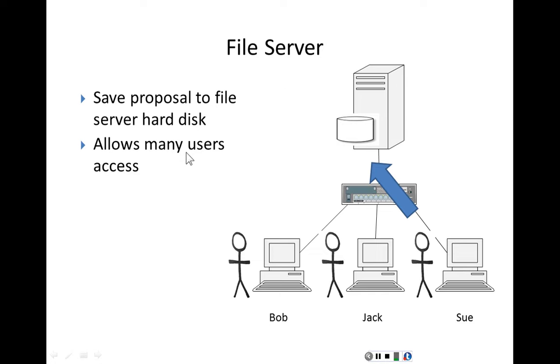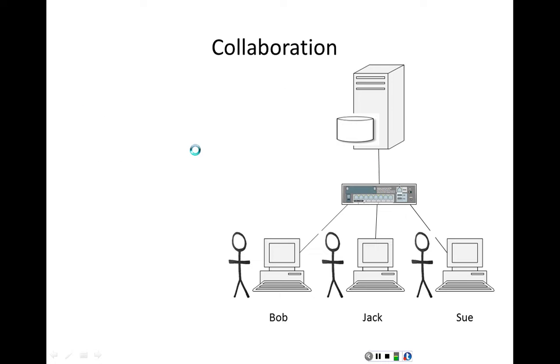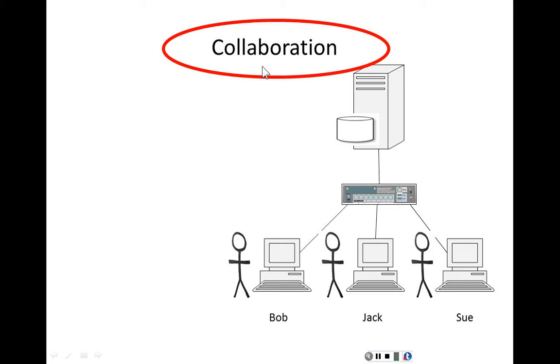A file server allows many users to access the same file. And this is called collaboration. Collaboration is a big deal these days, and what it means is people working together on a project. And the point is, a local area network makes it easier for people to collaborate on projects, whether or not they're saving the files on the hard disk on their local area network, or if they're collaborating on a project and saving the files up on a cloud server. And of course, we will discuss cloud computing later on in this class.